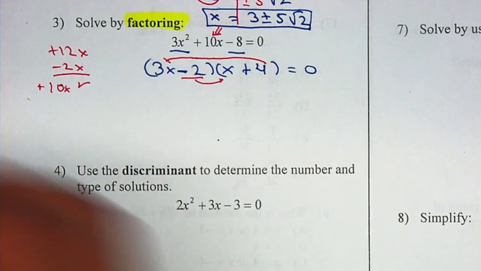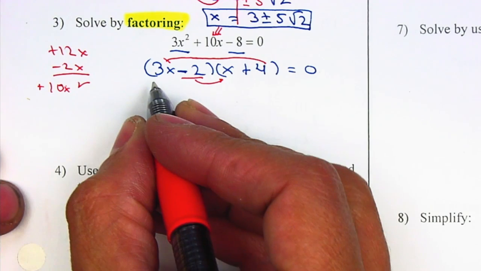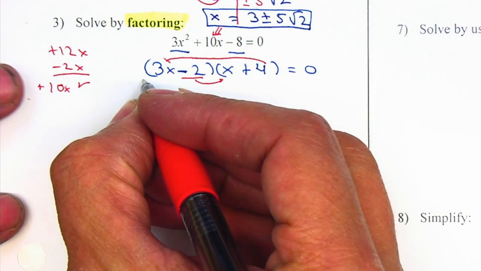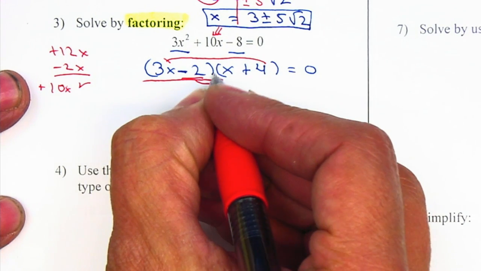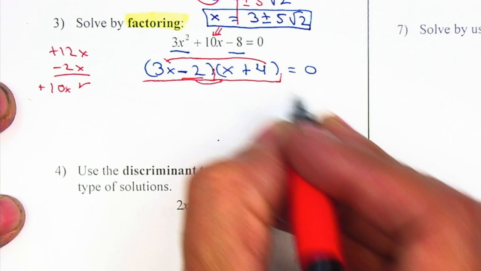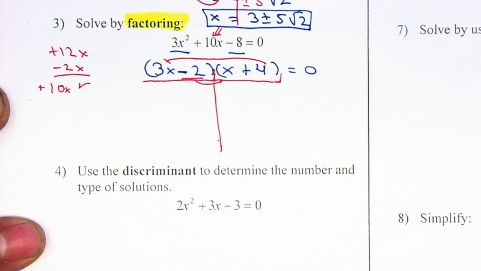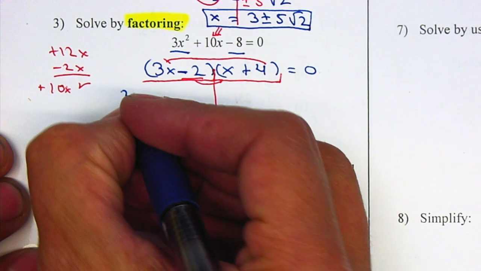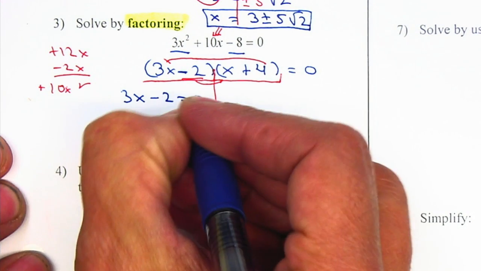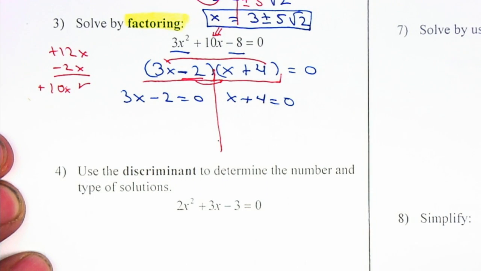Now that we have factored, we can use the zero product property. The zero product property tells us that if we have two factors multiplying and equal to 0, then one of them has to be equal to 0 or both. So we can use our zero product property. We're going to set 3x minus 2 equal to 0 and x plus 4 equal to 0, and we are going to solve for x.